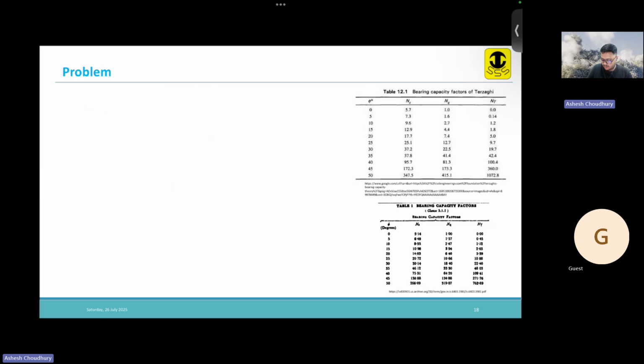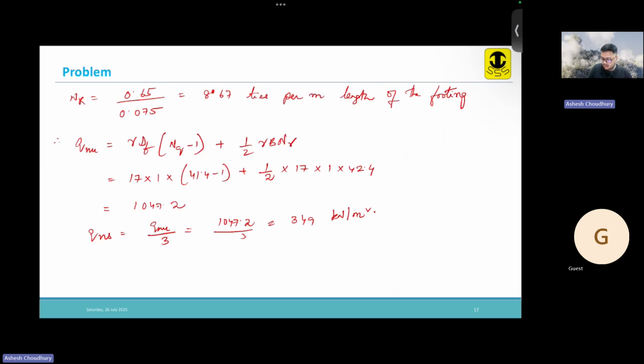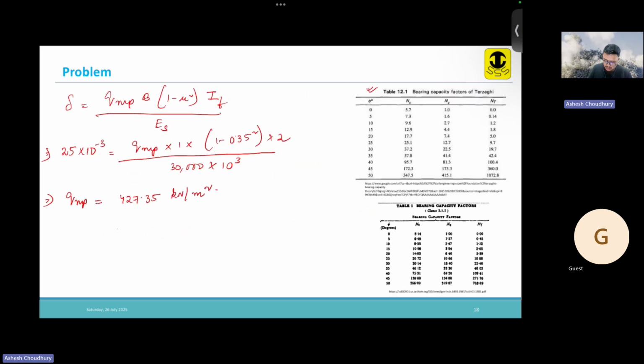So what is the lesser of the two? One is 427.3, another one is 349. So what will be my Q naught? My Q naught is the lesser of the two. It is 349 kPa. This is my Q naught.